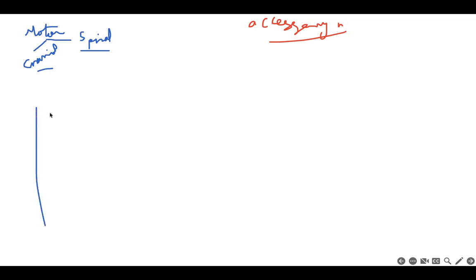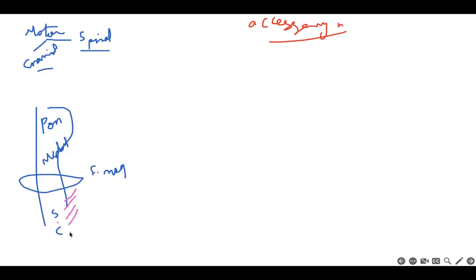So here we have the medulla. This is the pons. This is the medulla. This is the foramen magnum. And this is the spinal cord. The spinal root arises from 5 segments of the spinal cord to form the spinal root. The cranial root is from nucleus ambiguus of the medulla. This is the cranial root.